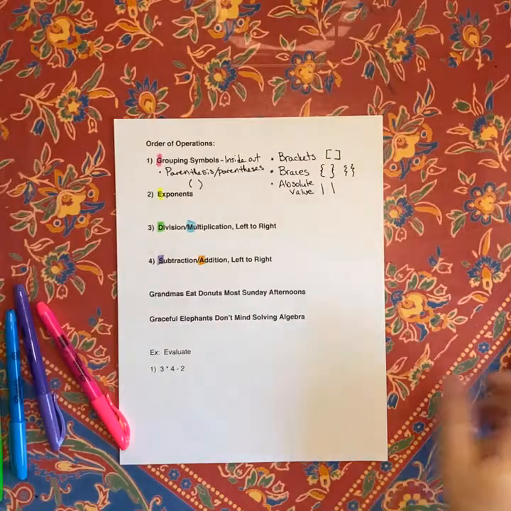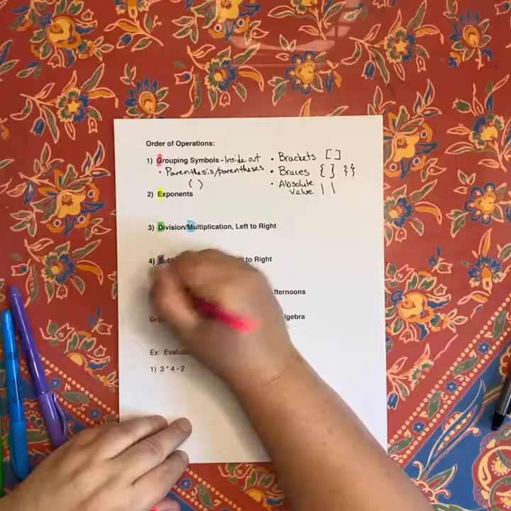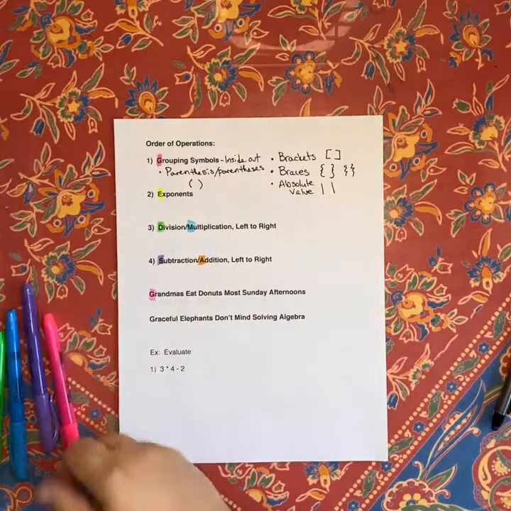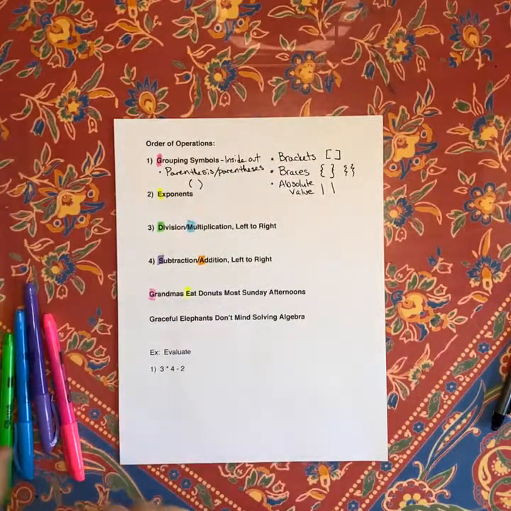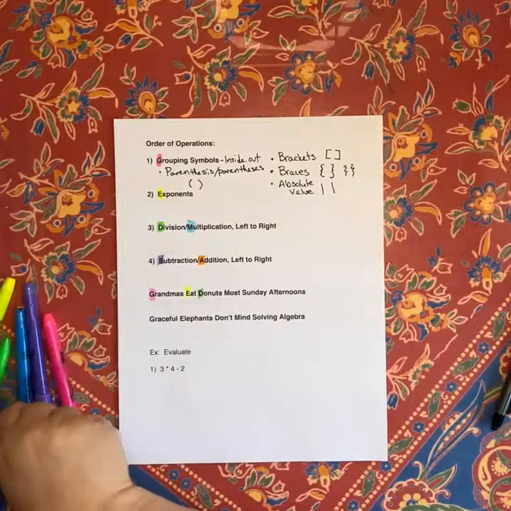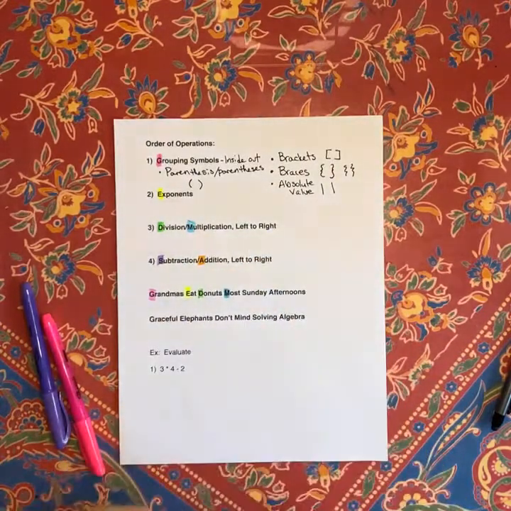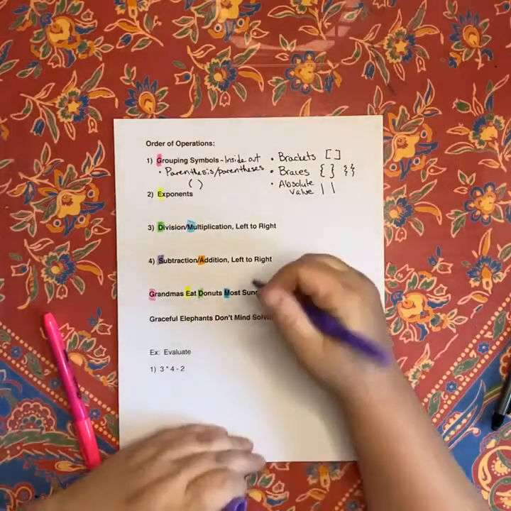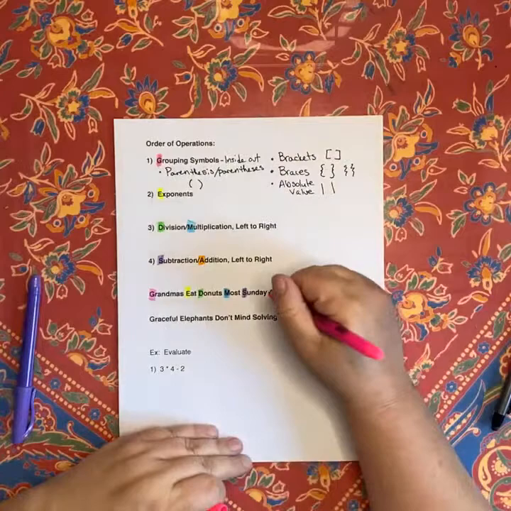Okay, so how am I going to remind you? Well, one of my students came up with this, and I just thought this was so funny. Grandmas eat exponents, grouping symbols, exponents, donuts, most, division and multiplication, Sunday, subtraction, afternoons, addition.